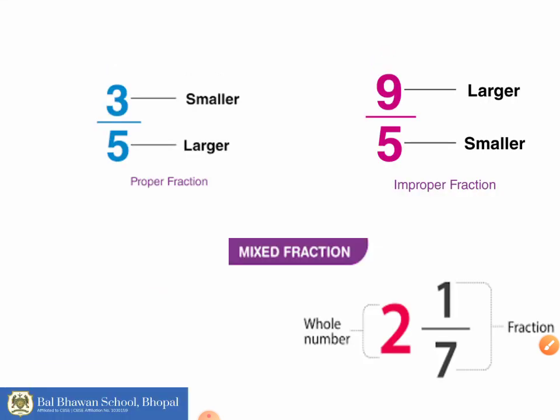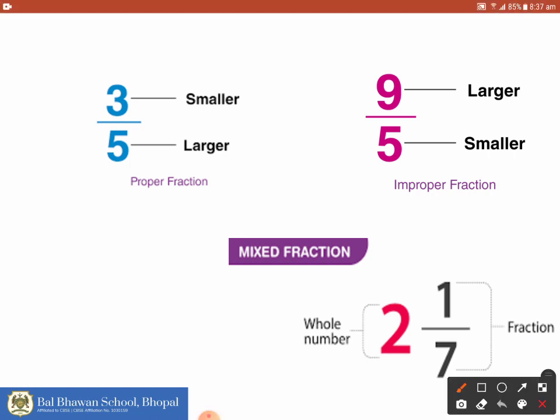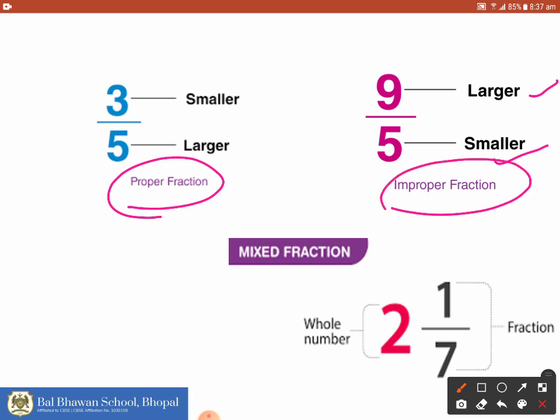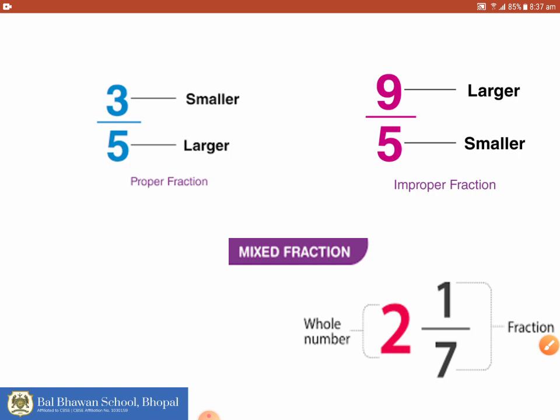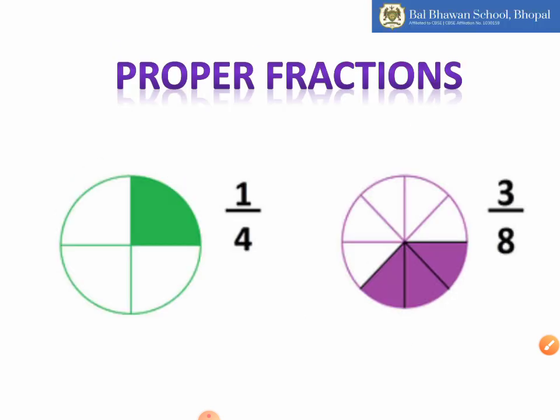So a fraction in which the numerator is smaller and the denominator is larger is called a proper fraction. A fraction in which the numerator is larger and the denominator is smaller is called an improper fraction, and a fraction which is a combination of a whole number and a proper fraction is called a mixed fraction or a mixed number. Let us consider some examples.